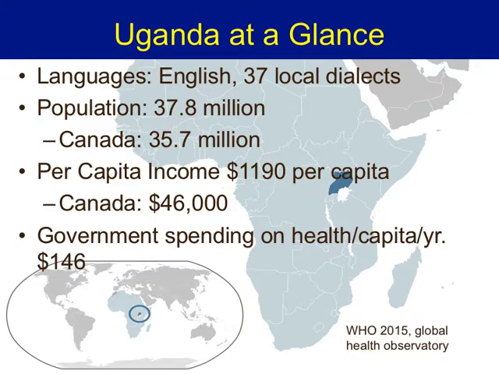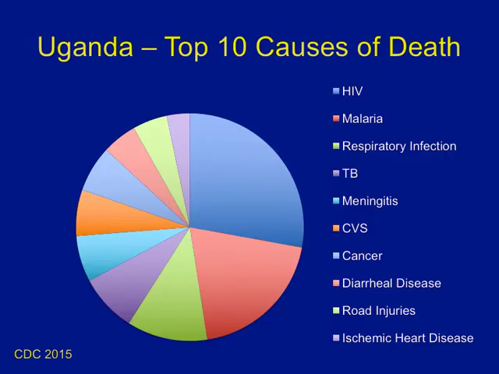So just a bit about Uganda. Uganda's official language is English, but there are 37 local dialects. The population base is not too dissimilar from us, but their per capita income is just over $1,000. The government spending on health per capita per year is around $150. Okay, just to put that a bit into perspective.